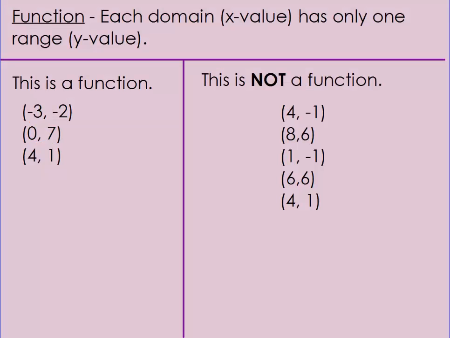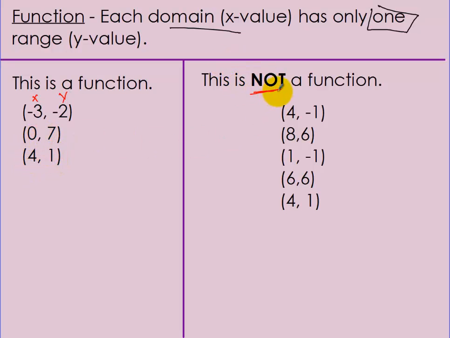A function. A function is a special case of that domain and range, where each domain, x value, has only one y value. Each x only has one y. Here are two examples. This first one is a function, because for every x value there's only one y value. If x is -3, y has to be -2. If x is 0, y has to be 7. If x is 4, y has to be 1.